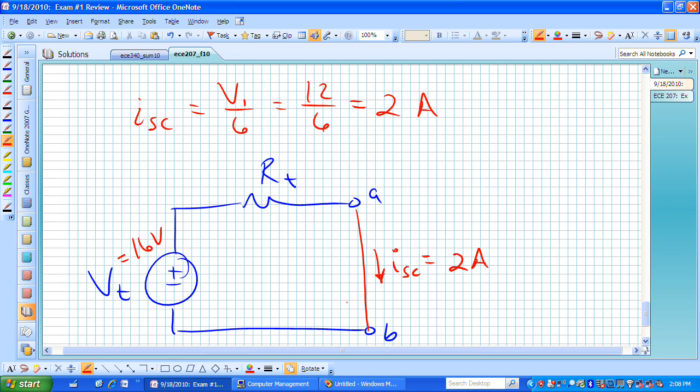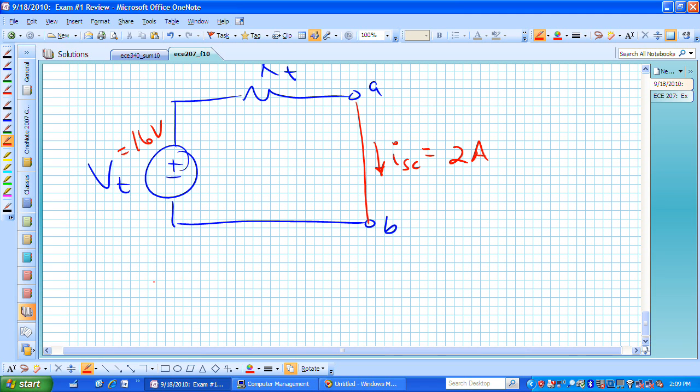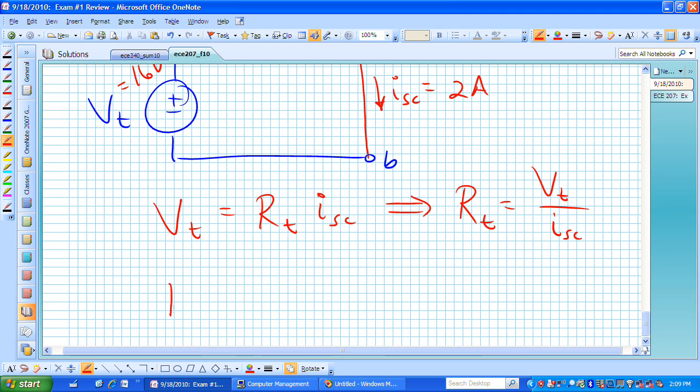Now we can use that information because this voltage is dropped completely across that Thevenin resistance with the short in place, and now we know by Ohm's law that V sub T is actually R sub T times I short circuit, or R sub T is now V sub T over I sub short circuit, and R sub T now becomes 16 over 2, or 8 ohms.